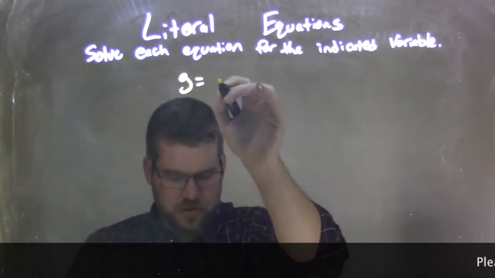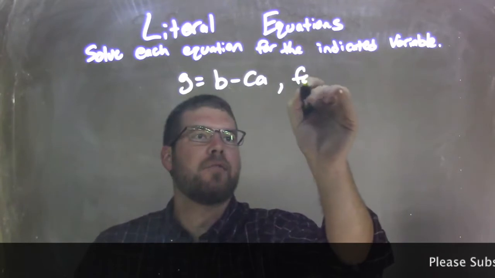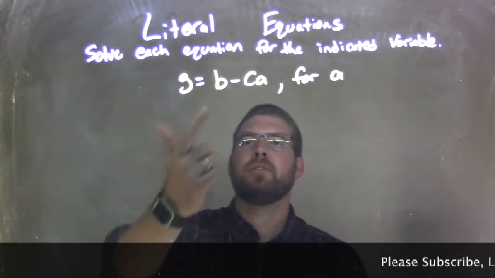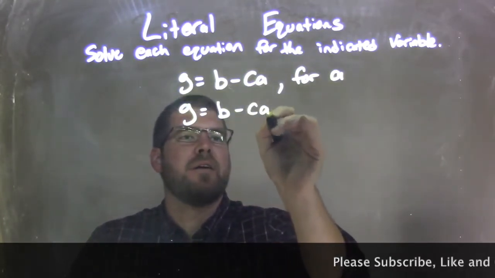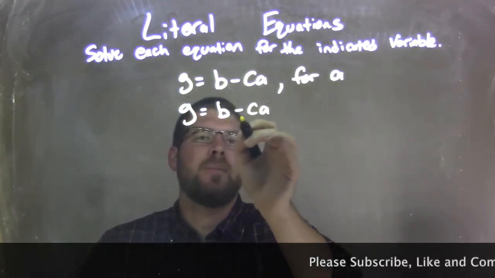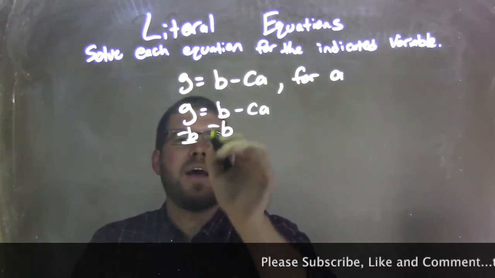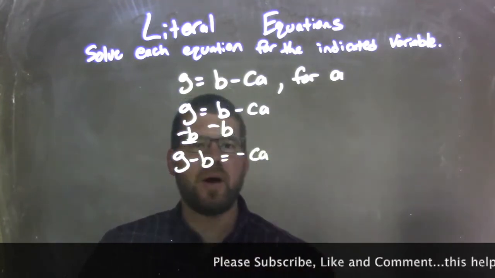G equals b minus ca, and we're solving that for a. Okay? So my first step is I'm going to rewrite it. I always do that. Rewrite our equation, g equals b minus ca, and I know I'm solving for a. I'm going to subtract the b from both sides. That leaves me with g minus b on the left equals negative ca on the right.